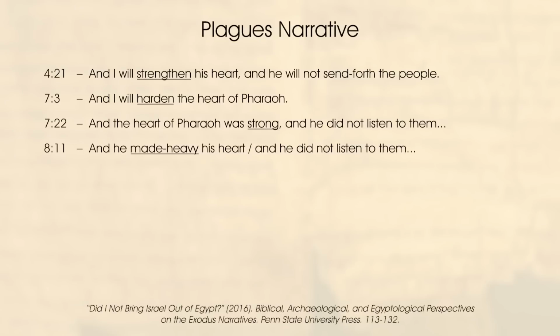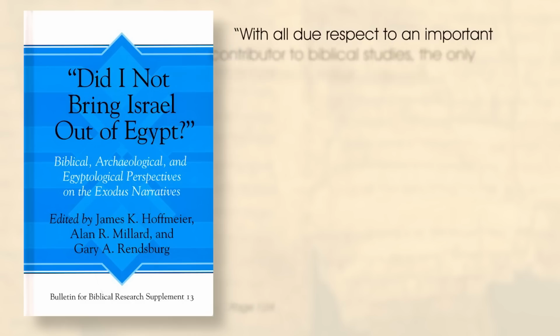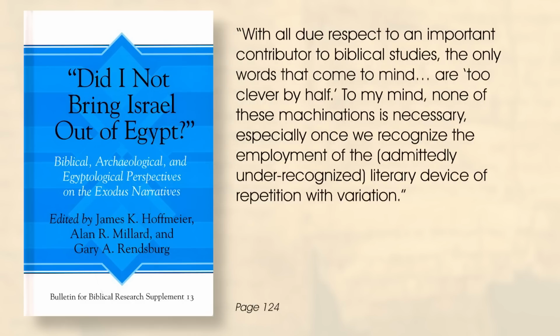Some have argued the verbs change throughout the text, which indicates different sources. But when the sources are broken up, the different verbs do not align with the divided sources perfectly. Friedman responds to this by noting a redactor likely modified the text. But Rendsburg says, with all due respect to an important contributor to biblical studies, the only words that come to mind are too clever by half. To my mind, none of these machinations is necessary, especially once we recognize the employment of the admittedly under-recognized literary device of repetition with variation.